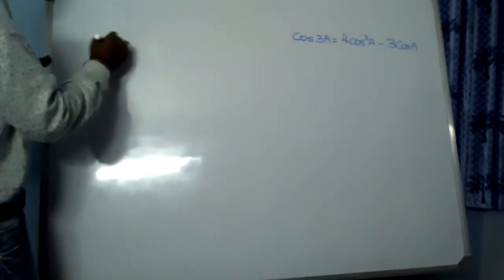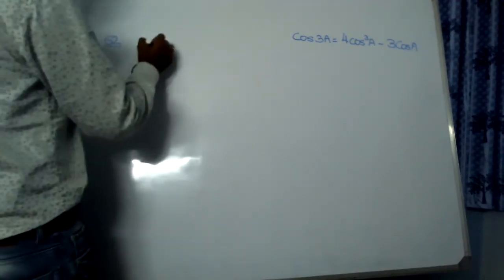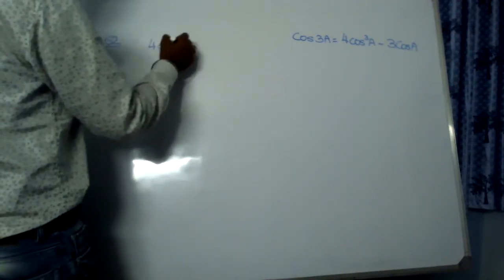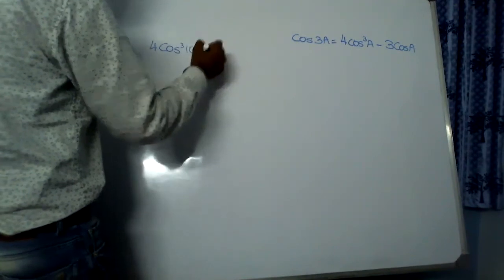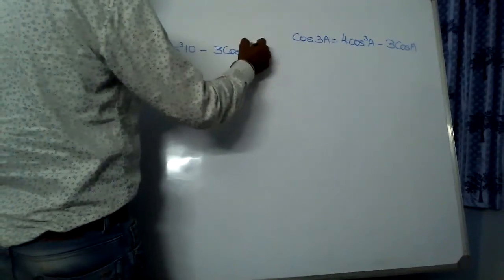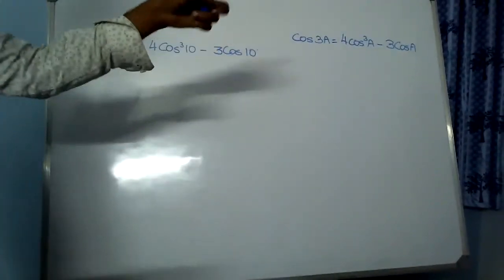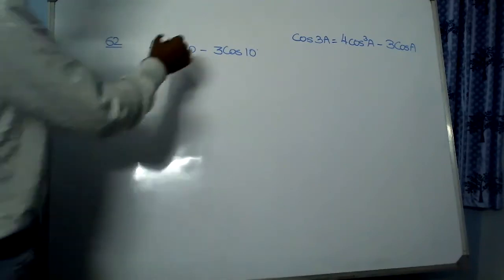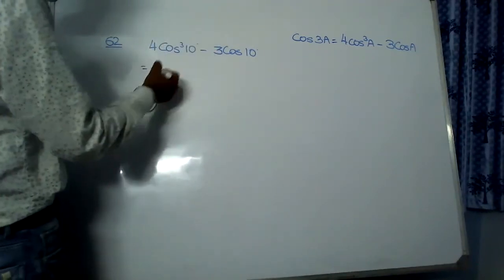And if you look at question number 62 here, what does it say? The value of 4 cos cube 10 minus 3 cos 10, right? So this is what they have given. Now, don't you see it matches the same formula? In place of a, they have put 10 degree. So can I say it will be equal to cos 3a?